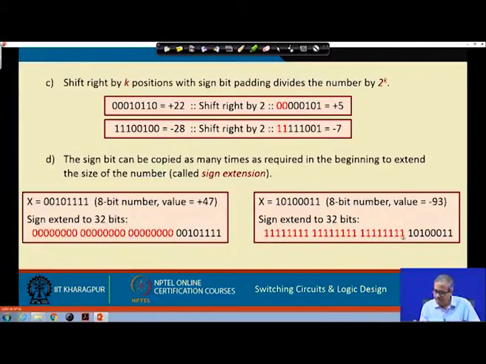So, you can replicate the sign bit so many times, your number will still remain minus 93. So, when you change the size of a number, you can freely replicate the sign bit and add it in the beginning as many times as you want. This is a big advantage of 2's complement representation.